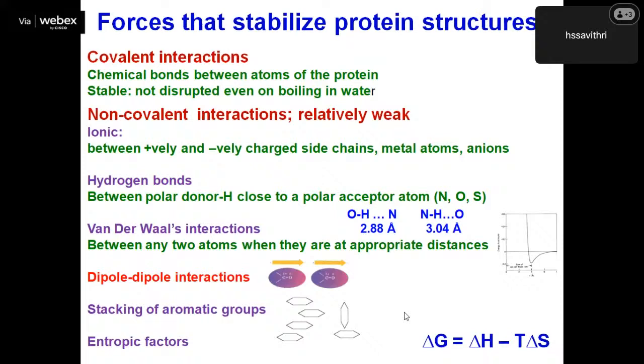Then I won't go into other interactions: dipole-dipole interactions, stacking of aromatic groups, and entropic forces. I won't go into those details, but David Baker and his colleagues could actually find mathematical expressions to represent these weak forces.